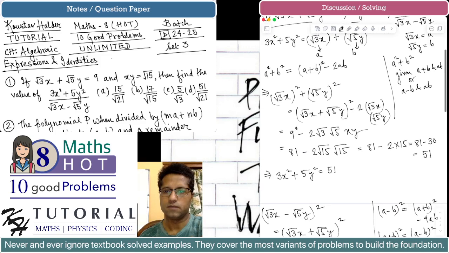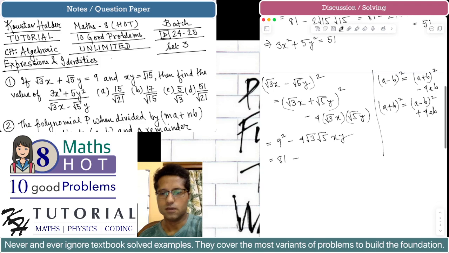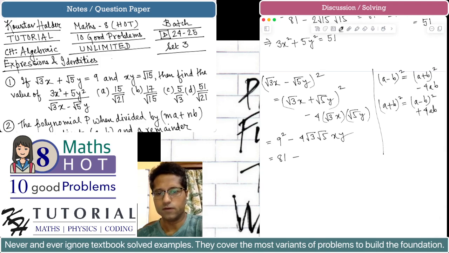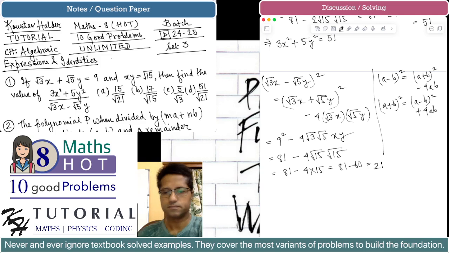So this is equal to 81 minus, now we have 4 into root 15, and the value of xy is given as root 15. So this is equal to 81 minus 4 into 15, which is 81 minus 60, which is equal to 21.